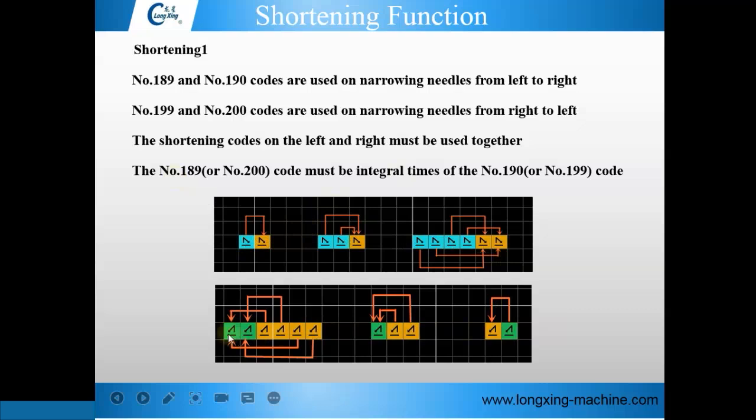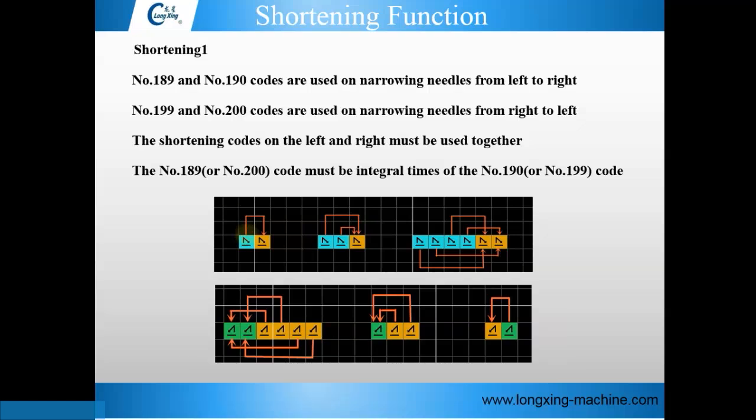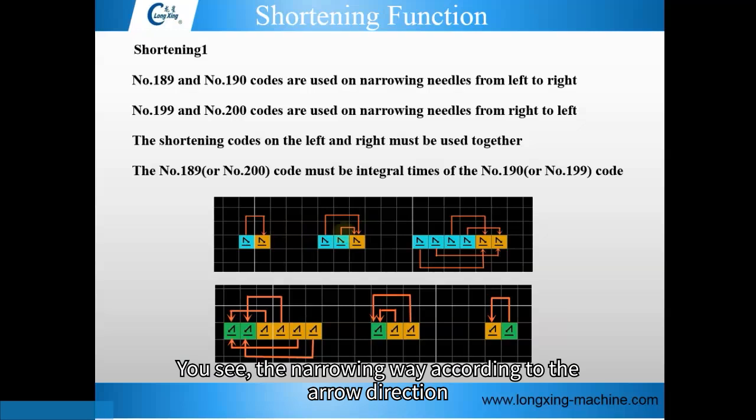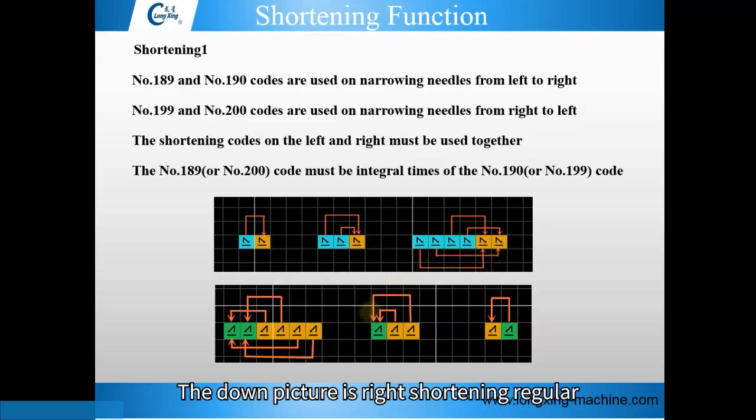You see, the number 189 or number 200 code must be an integral multiple of the number 190 or number 199 code. The shortening regular is shown in the picture below. The up picture is the left shortening regular. You see the narrowing way according to the arrow direction. The down picture is the right shortening regular.